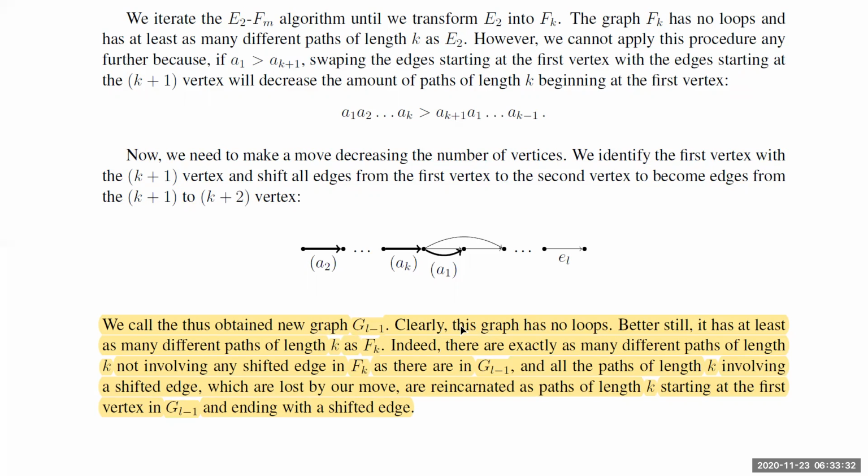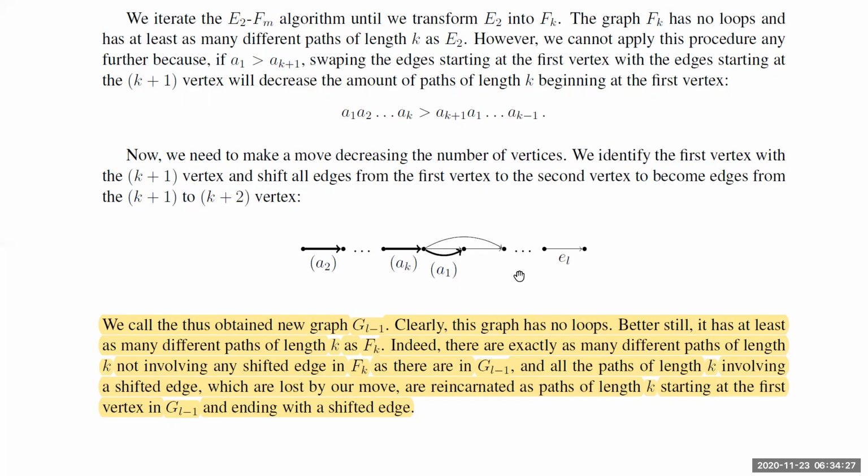Well, clearly we introduce no loops. And better still, we have at least as many different paths of length k in this graph GL minus 1 as we had in FK. Well, let's check it. If we look at paths of length k not involving any shifted edge, then nothing changes. If I remove from FK this first part of FK, so all edges from the first to the second vertex, and if in GL minus 1 I remove these edges going from the k plus first to the k plus second vertex, then these are identical graphs.